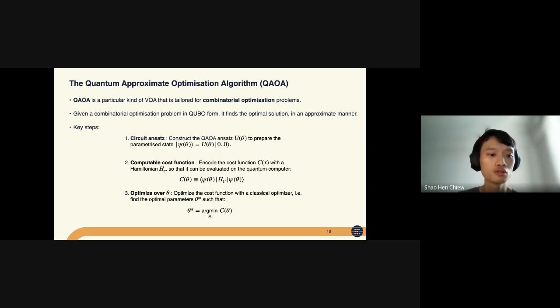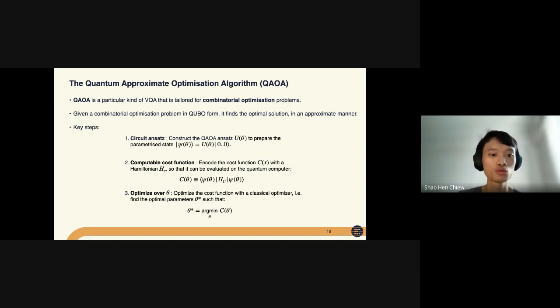The second component is to have a computable cost function. How do we encode the cost function so that its minimization leads to the solution of the problem? It turns out that given a QBO formulation, we can define an equivalent Hamiltonian, HC, such that the ground state of this Hamiltonian corresponds exactly to the solution of the combinatorial optimization. I'll also briefly show what this is in the next 2 slides. And finally, this is quite general.